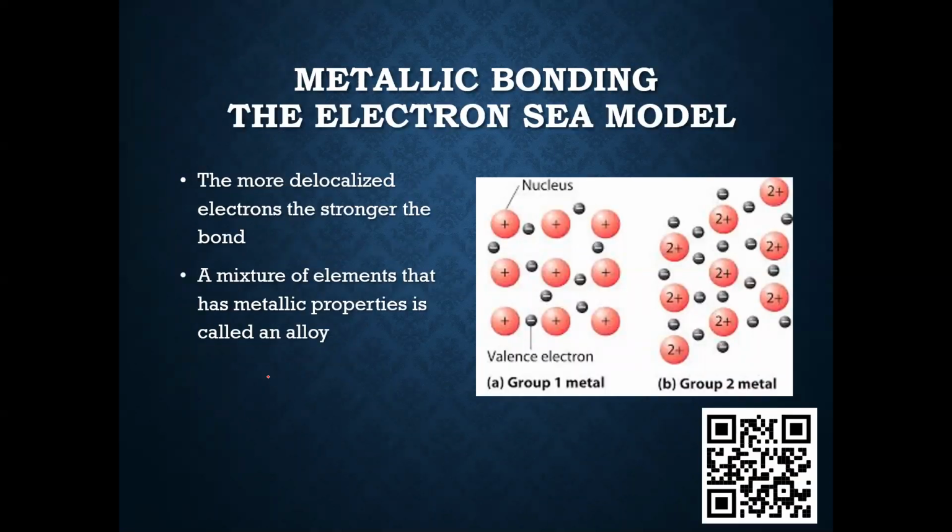The next strongest type of intermolecular forces is going to be metallic bonding. And this is the idea of these kind of positive ions surrounded by the sea of electrons. We can have one metal be involved in metallic bonding, like copper, or we can have more than one metal, like brass, which is copper and zinc, involved in metallic bonding.